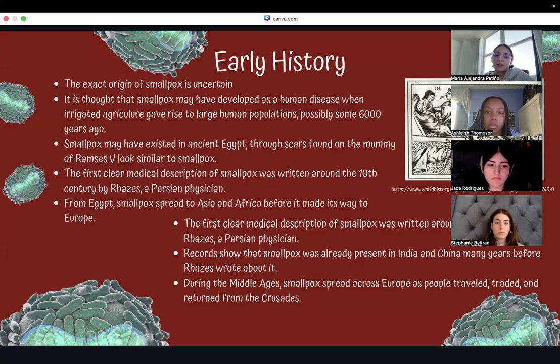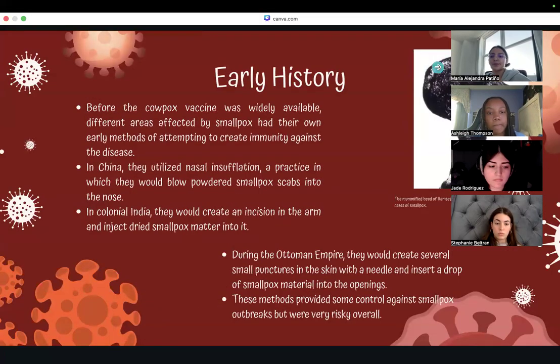The first clear medical writing about smallpox was done by a man named Rhazes in the 10th century. But smallpox was already in India and in China before he wrote about it. From Egypt, smallpox moved to Asia and to Africa, and later on it reached Europe. During the Middle Ages, the disease spread more because people traveled and traded goods and came back from the Crusades. So, as you can see in the image, that is the mummy of Ramses V.